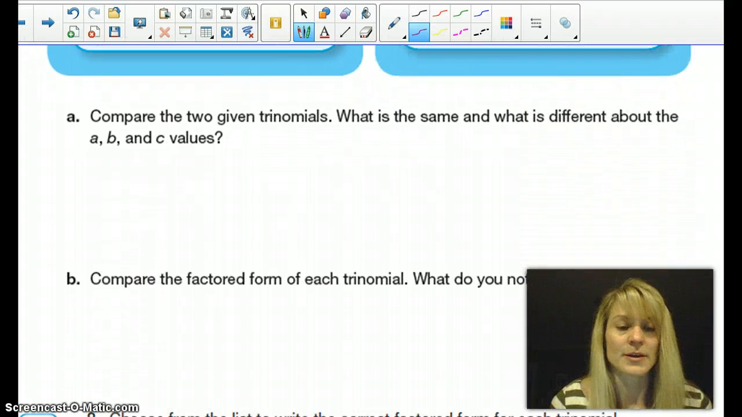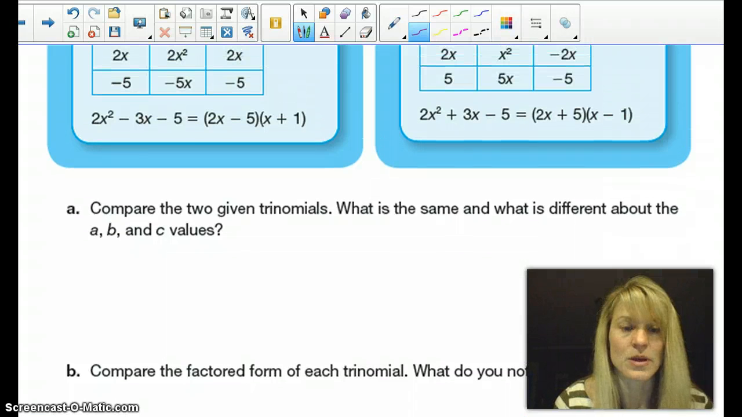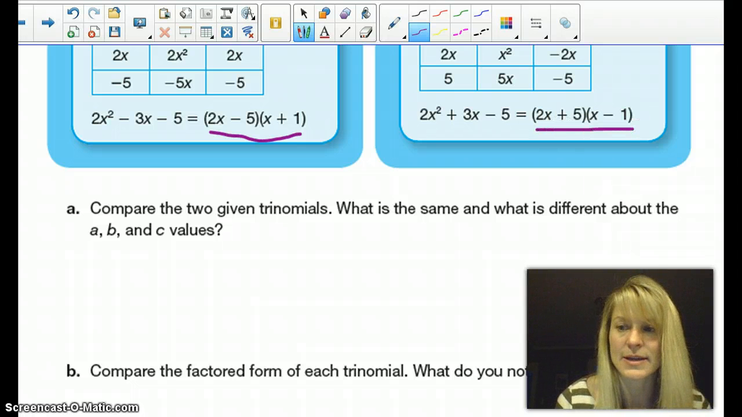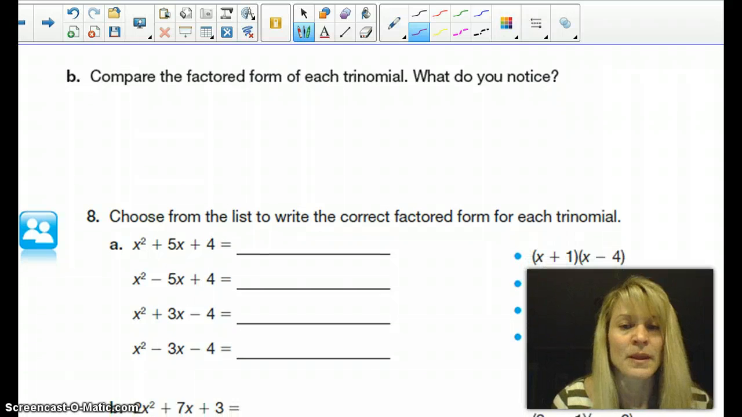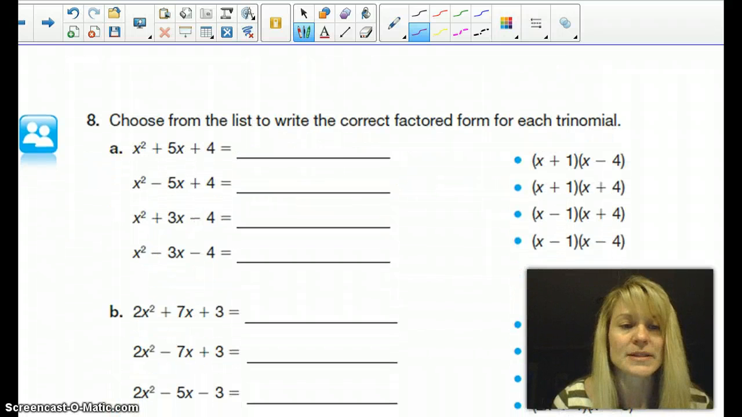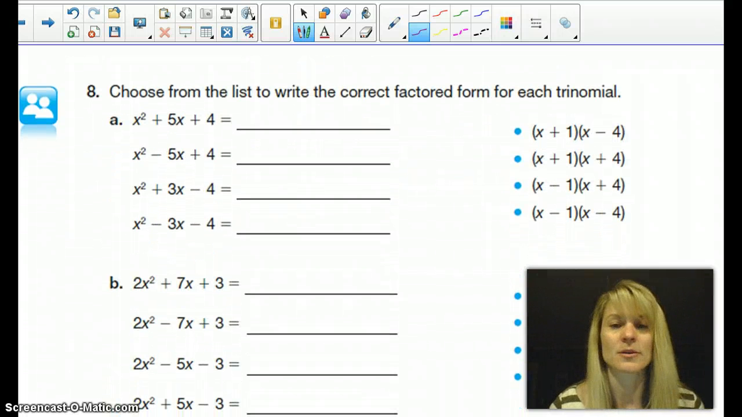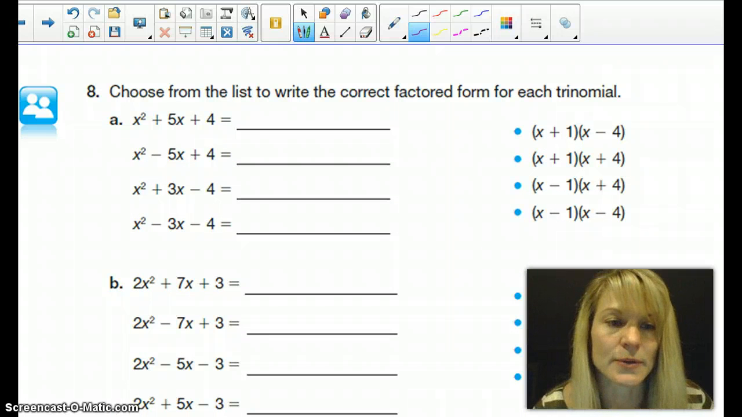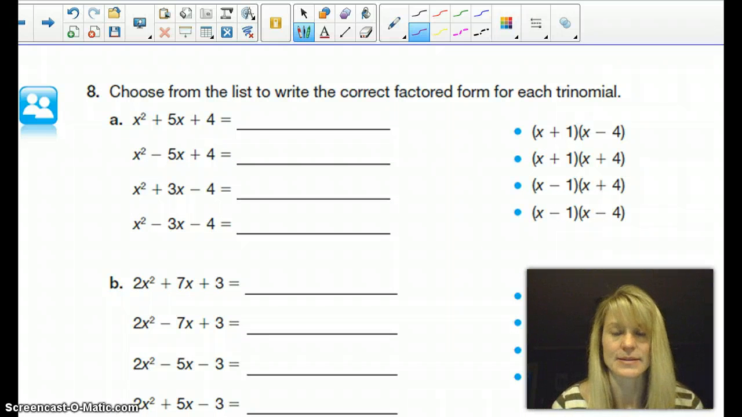Then you want to go down here, and it says compare the factored form of each trinomial. What do you notice? Well, the factored form is a binomial form. So what do you notice about these two binomials and these two binomials? It should be obvious. Look at the signs. Then we want to get to here. It says choose from a list to write the correct factored form for each trinomial. So this is kind of getting you to look at the signs.